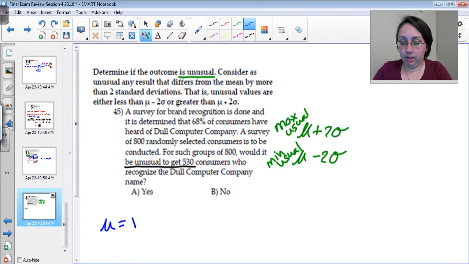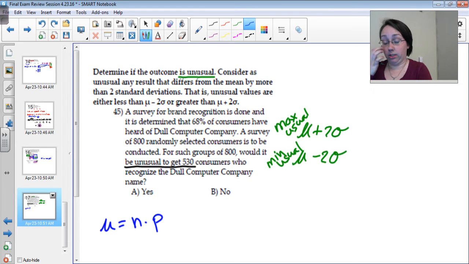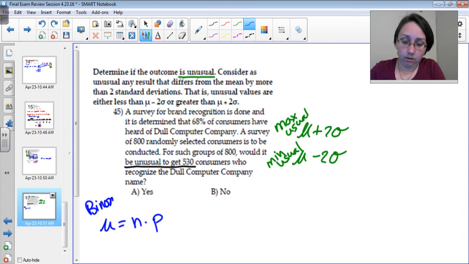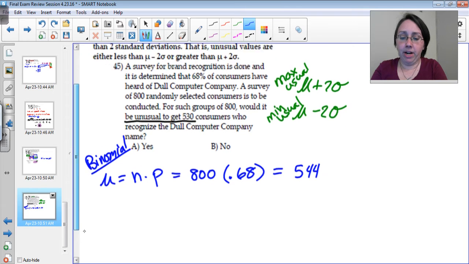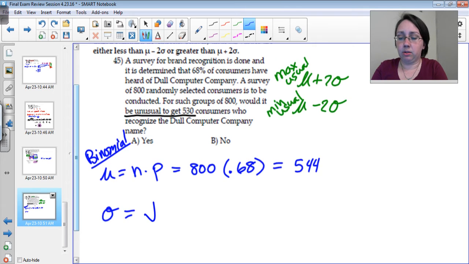The mean is n times p, because this is a binomial question. Sorry, I had to think about that one. This is binomial in nature. So the mean is n, which is the number of trials. We tried 800 people in our survey. Our p, the percentage who recognizes, is 0.68. That gives 544. And then for the binomial formula, your sigma is the square root of n times p times q.